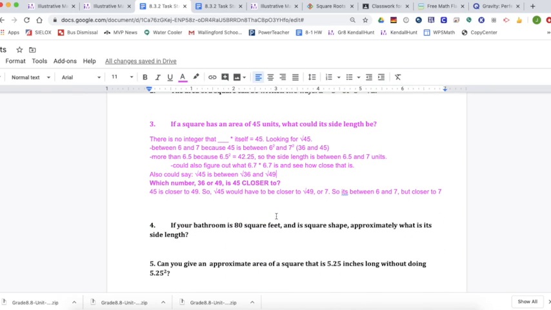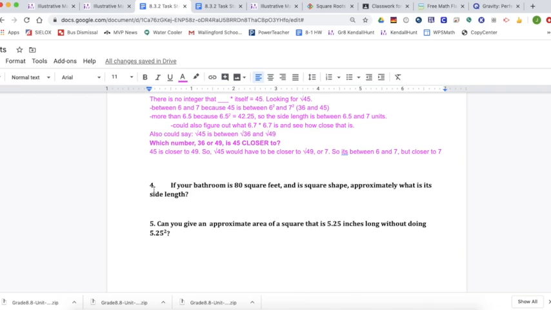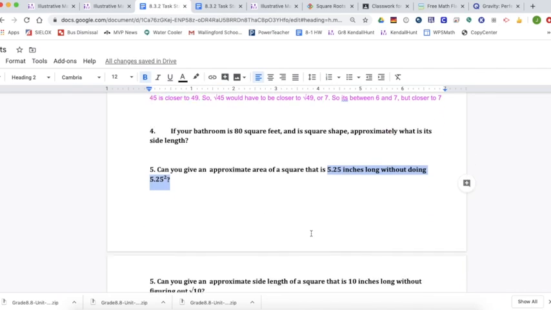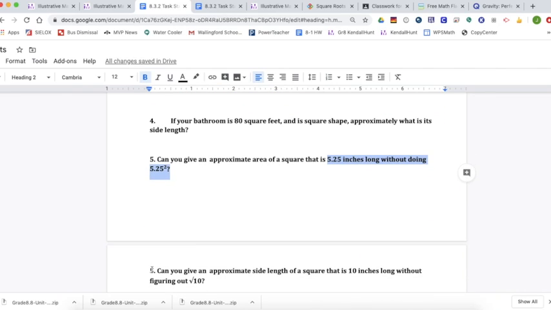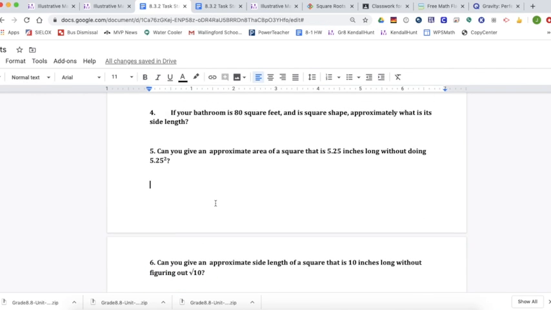All right. So you can try a couple of these. If your bathroom's 80 square feet and has a square shape, what is its side length? And can you give an approximate area of a square that's 5.25 inches long without doing 5.25 squared? Try those, and let's go over them real quick. And you'll have just a couple very similar, quick, exit slip type problems. All right? Good job.